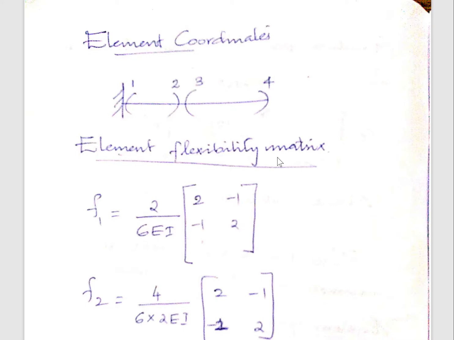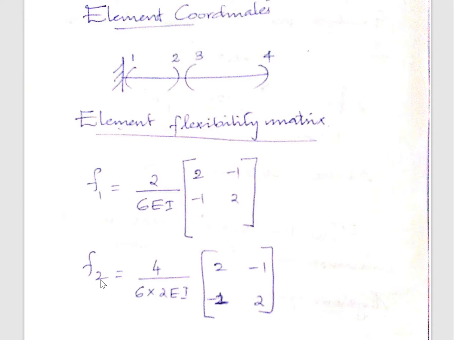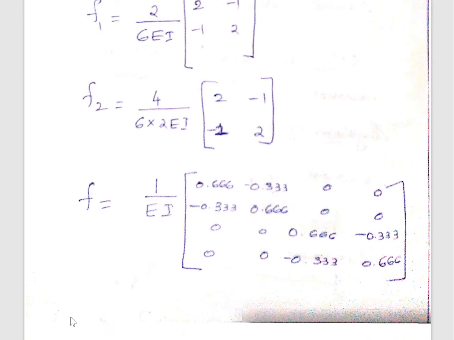Then next is the element flexibility matrix. So the first element is from A, the portion from A to the point load is the first element. So F1 is equal to 2 divided by 6EI, times the matrix [2 -1; -1 2], because the length of the first span is 2 and there's no change in the I value. Then for the second element, that is from the point load to the fixed end B, the element flexibility matrix F2 is 4 divided by 6 into 2EI, because the I value is given as 2I, double that of the first span. Then [2 -1; -1 2]. Then we have to combine these two matrices to obtain the total element flexibility matrix for the structure. So if you take 1 by EI outside, this is our combined element flexibility matrix.